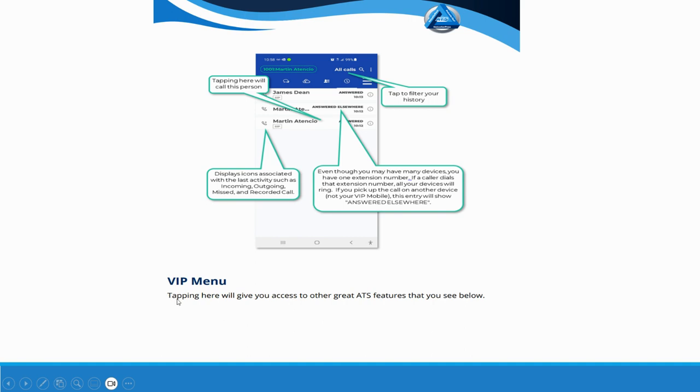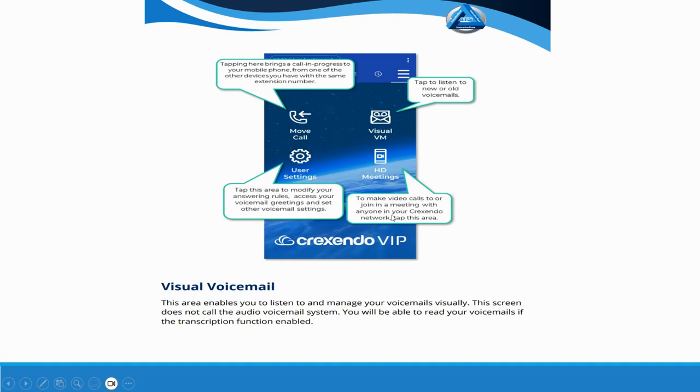On the next screen, we're going to view the VIP menu. Tapping here will give you access to other great ATS features that you'll see below. The VIP screen allows you to move a call, which is a feature that allows you to move a call from one device on your extension to another device.